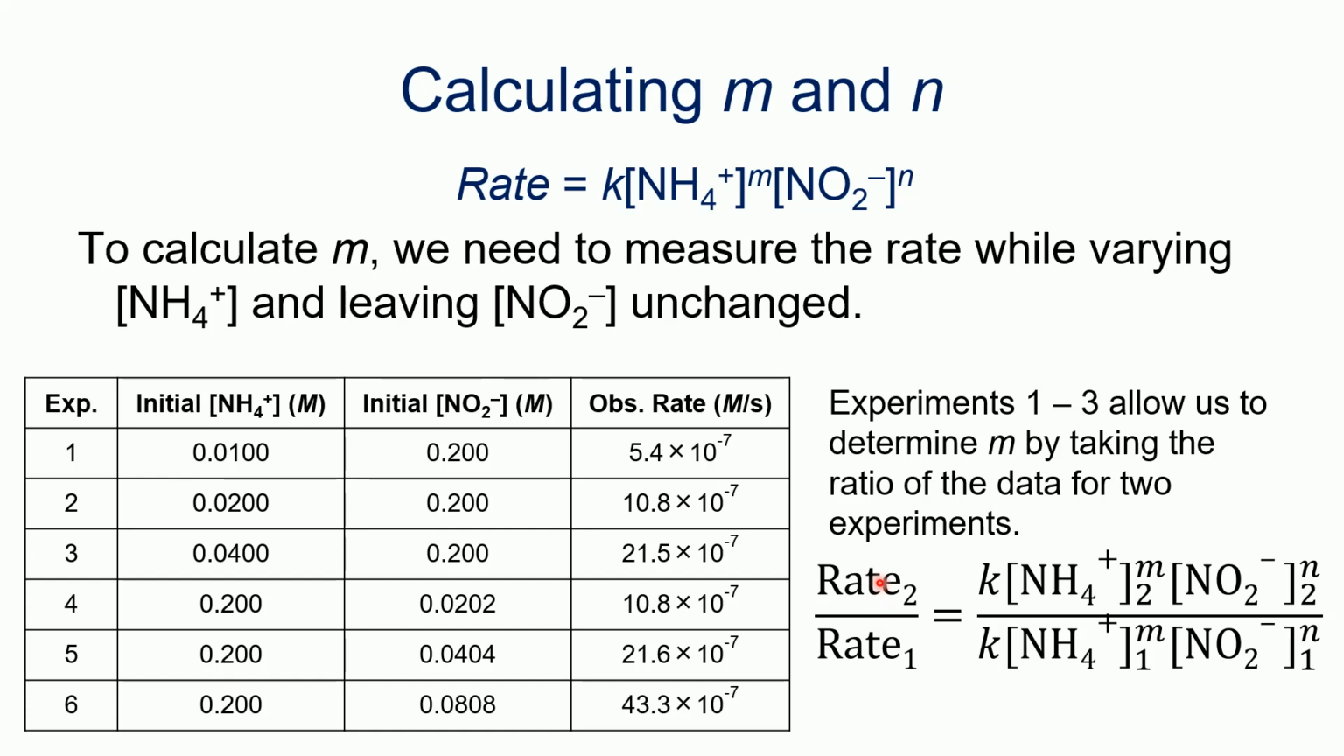So rate 2 over rate 1 is equal to K times the concentration of ammonium to the M power for experiment 2 times the concentration of nitrite to the N power for experiment 2, divided by K times the concentration of ammonium to the M power for experiment 1 and concentration of nitrite to the N power for experiment 1. This looks like something really complicated, but it's really not. It's much easier than it looks. We're going to take the values that are in the table and put them into this and then solve for M.